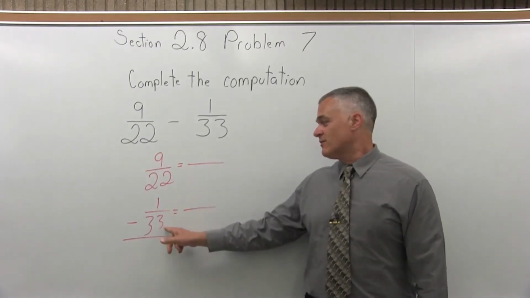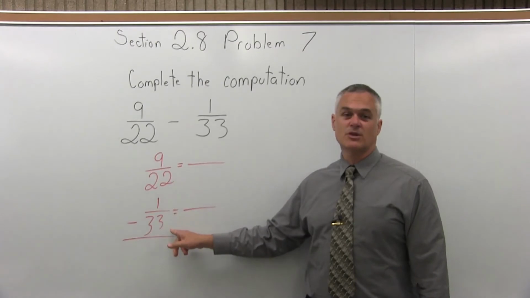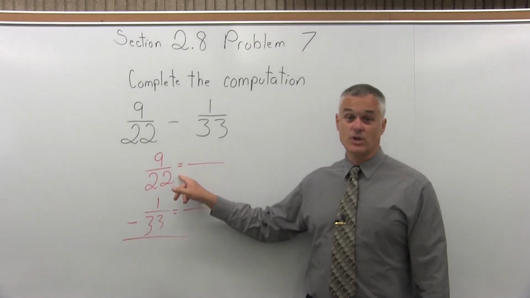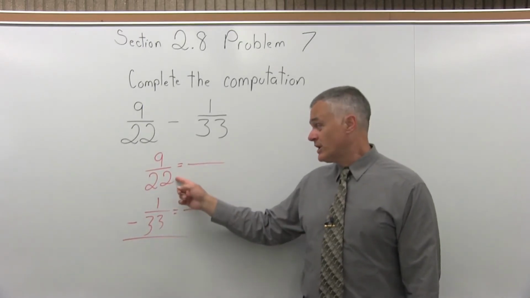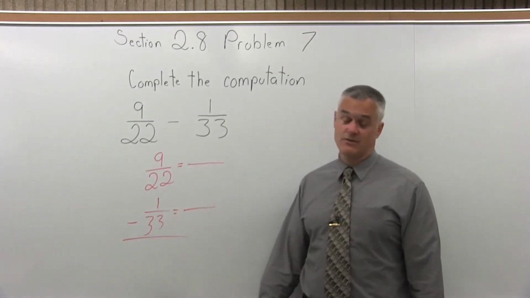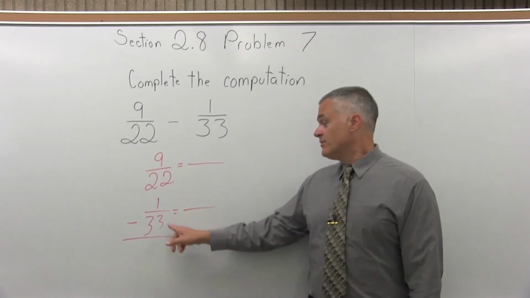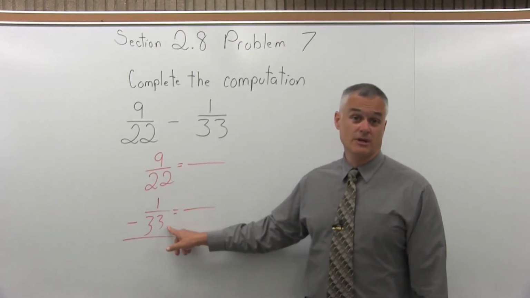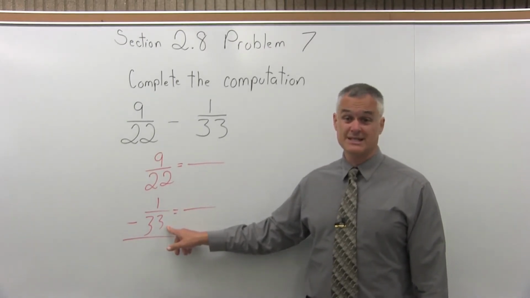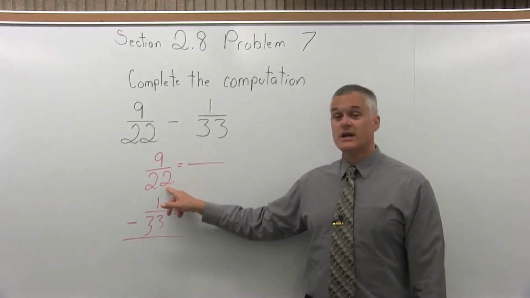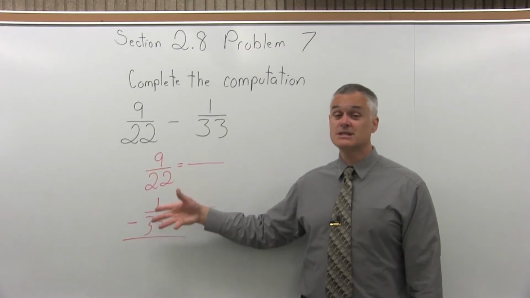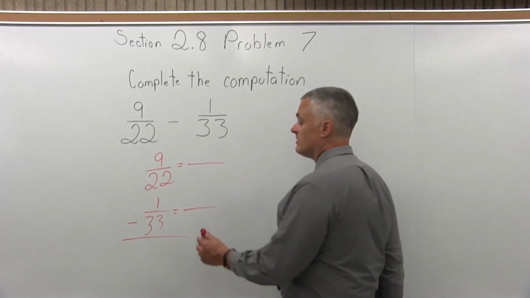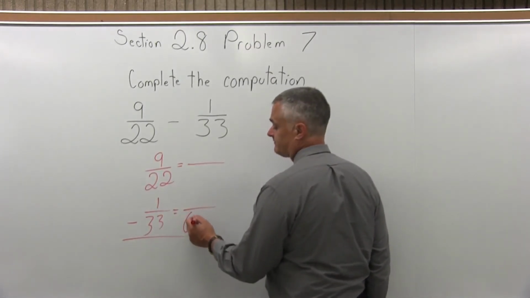What I do is, if my denominators are not the same, I start with a larger denominator and I ask myself, will the smaller denominator divide into the larger one evenly? Will 22 in this case divide into 33 evenly? It will not. So next, take the large denominator and double it. If you double 33, you get 66. Will 22 divide into 66 evenly? It will. 22 times 3 is 66. So 66 is a common denominator, and it will be the smallest common denominator.